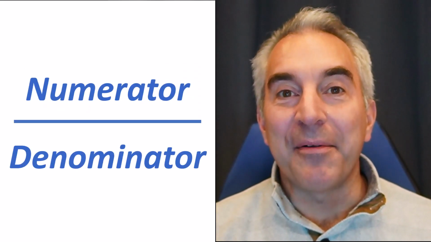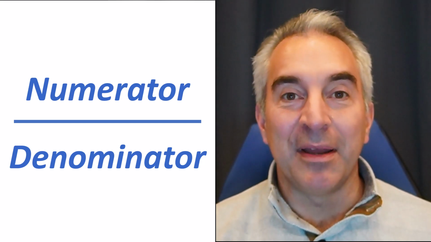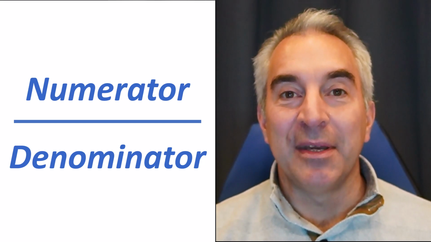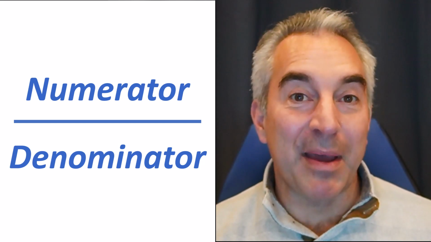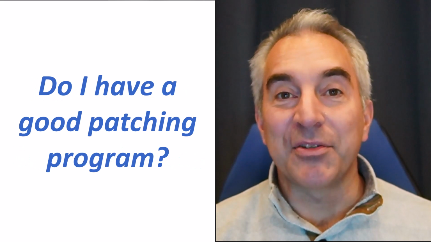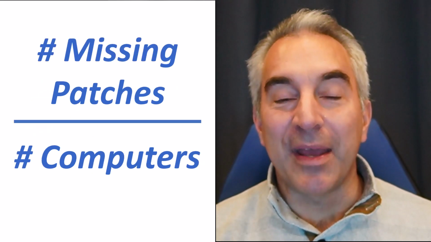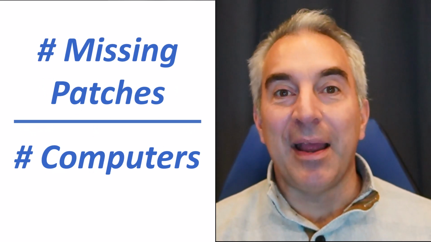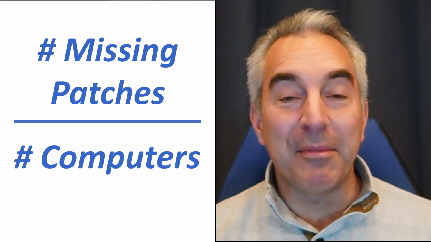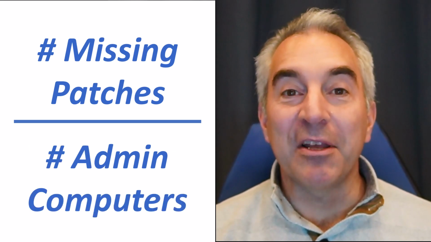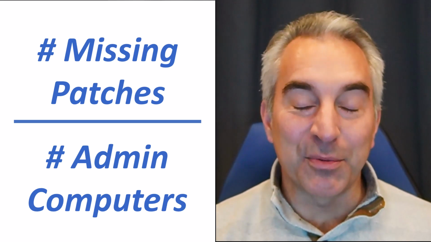But it turns out that if you're going to do any type of cybersecurity, compliance, security assessment, or monitoring, you're basically going to count devices and then count a subset of those devices that's measuring a condition like missing patches. So if you want to answer a question such as, do I have a good patching program? You might count the number of computers and then count the number of those computers that have missing patches. Or if you wanted to answer how many of my admin computers are missing patches, you would count those computers and then those with missing patches.